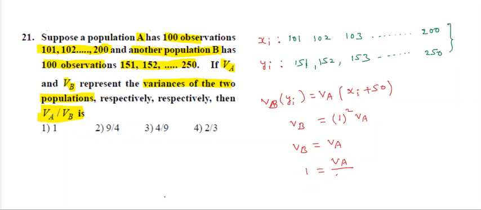VA divided by VB, that value should be 1. Students, do you understand? Both Xi and Yi observations observe that. Second observations are increased by 50 compared to the Xi observations. So finally, the first option is correct.